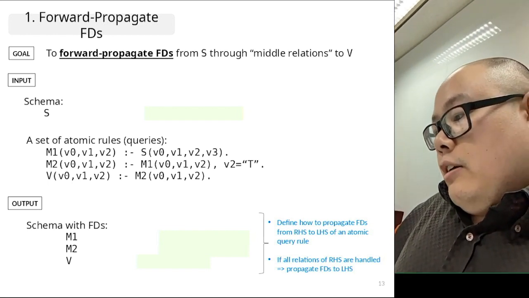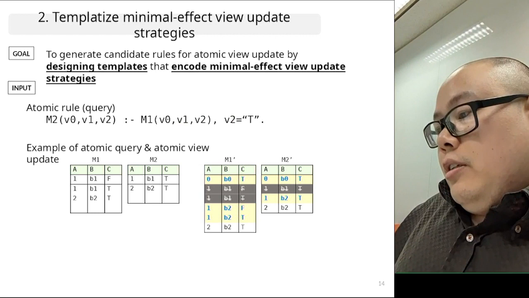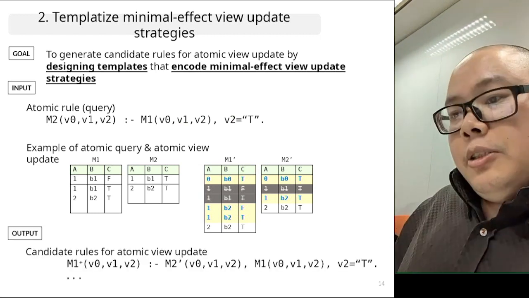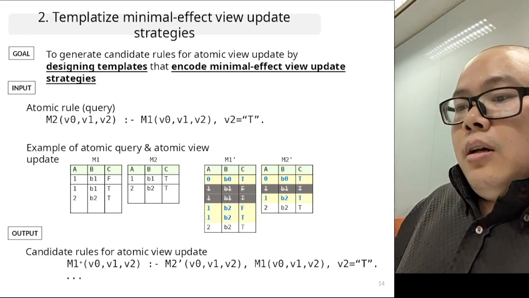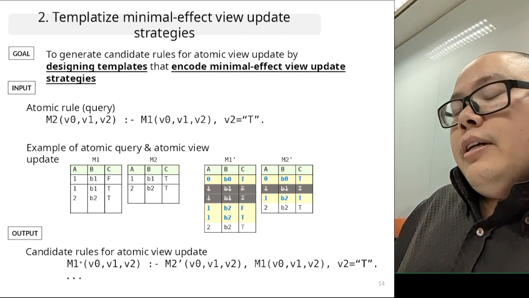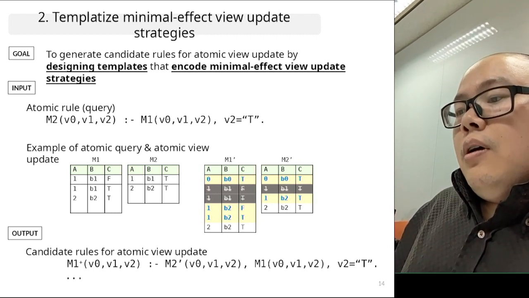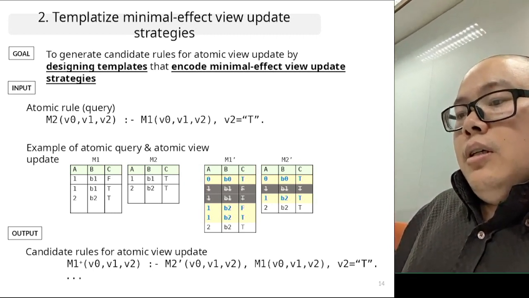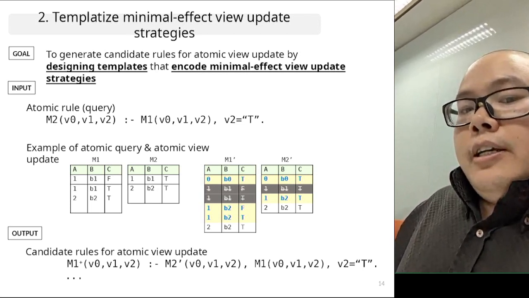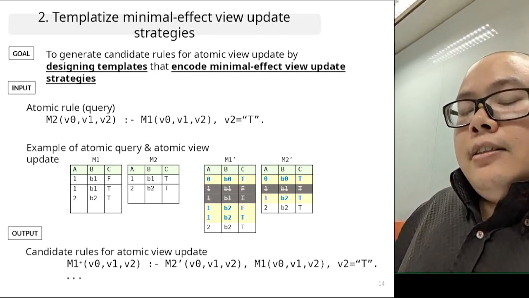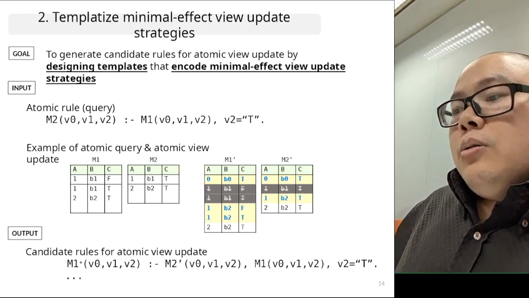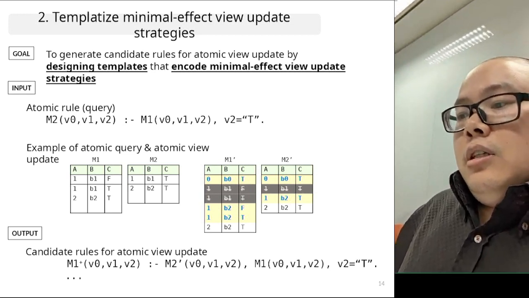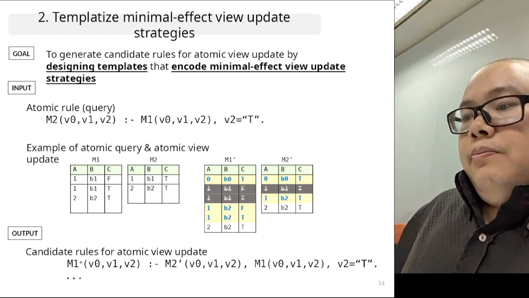In slide 14, it is about the second contribution, templatizing the minimal effect view update strategies. The goal here is to generate the candidate rules for atomic view update. We design the template that encodes the minimal effect view update strategy. Minimal effect is a kind of minimal change to the relation. So when we have a template, this template will encode some well-behaved bidirectional program inside.